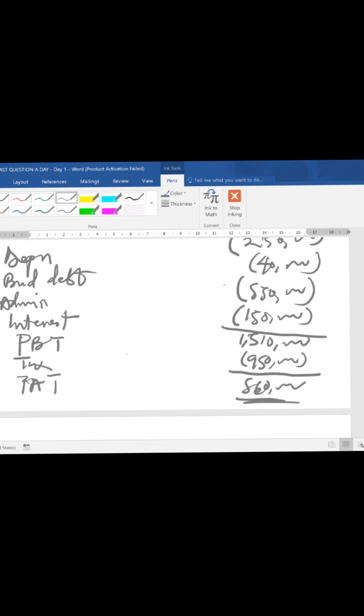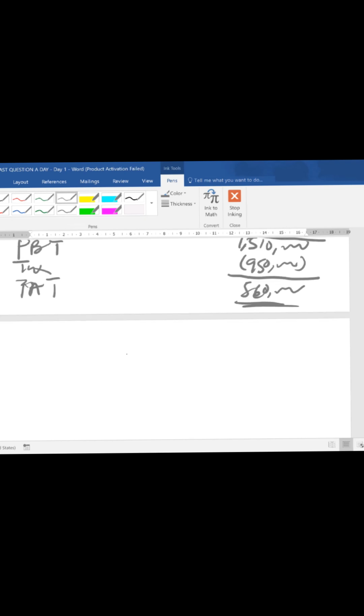Now we can move on to our statement of financial position, our revised statement of financial position. So we are going to maintain almost everything with the exception of the items that were adjusted. So revised balance sheet.